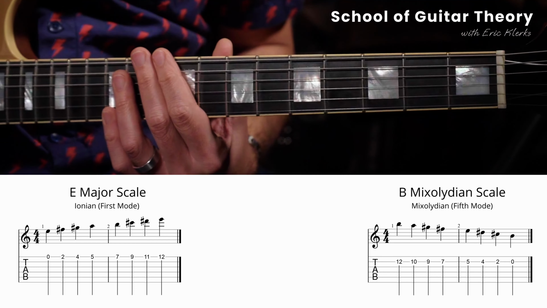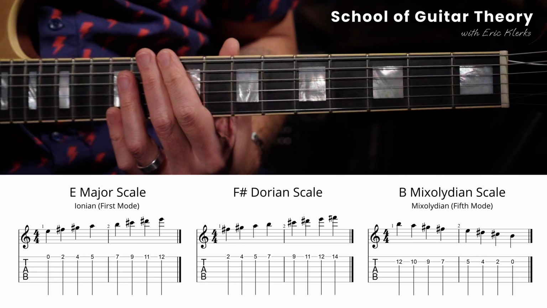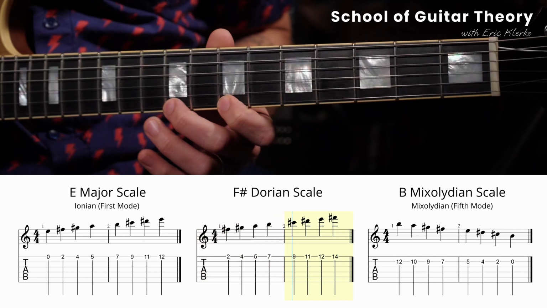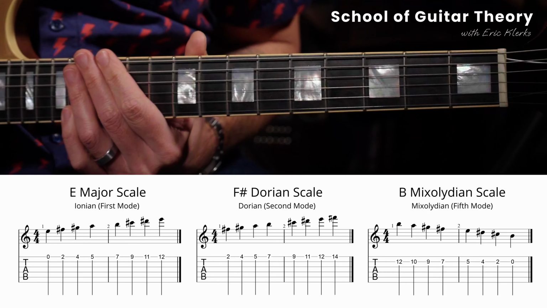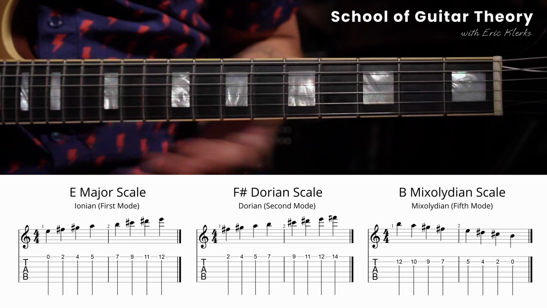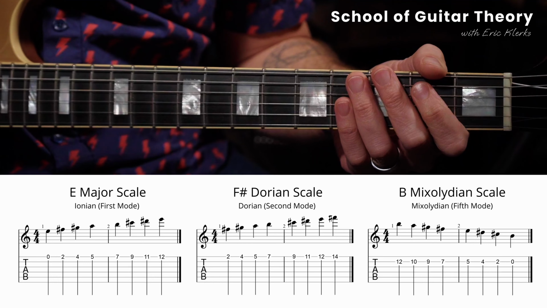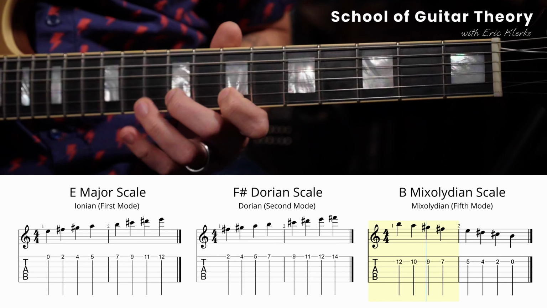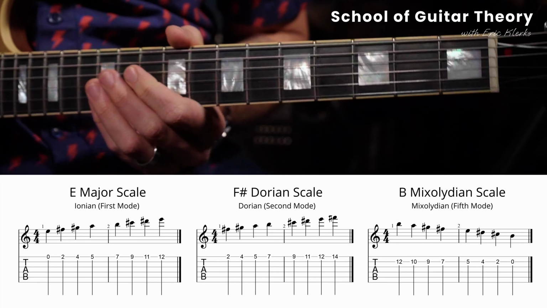That would be the first mode of the E major scale. If I start that on the second note, which is an F sharp in this case, it would sound like this. The name for that is the Dorian mode. From there, if we jump ahead to our B, which is the fifth note in the scale, we get the B Mixolydian mode, which sounds like this. Now, if you play it backwards and add a few things, you get this.